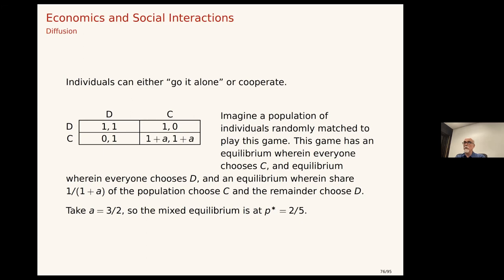So here is a game. A is a positive number. You can either choose the go-it-alone strategy, which I've labeled D. Think of defection. You can defect from social norms and go alone and get one. Or you can play a cooperative strategy.